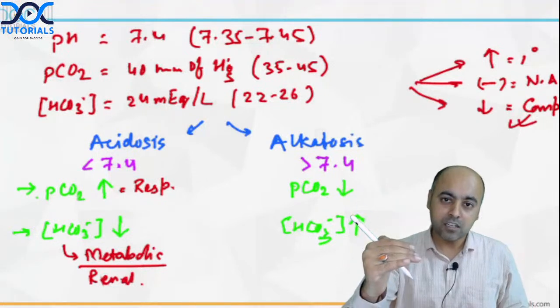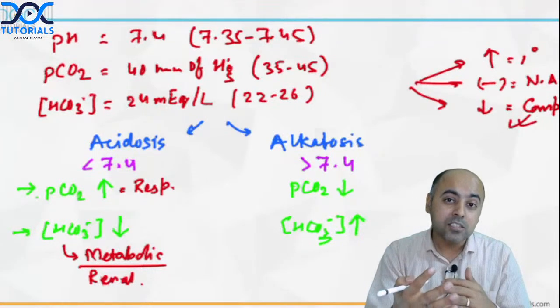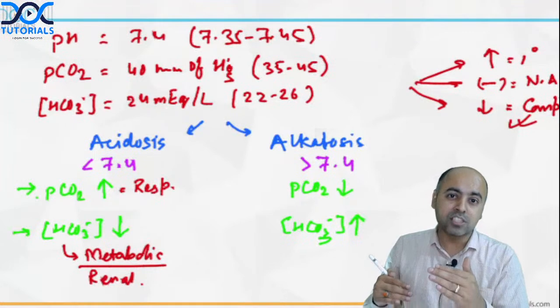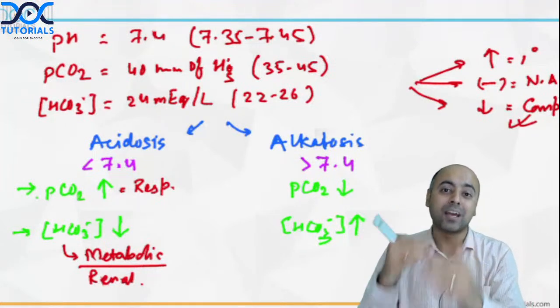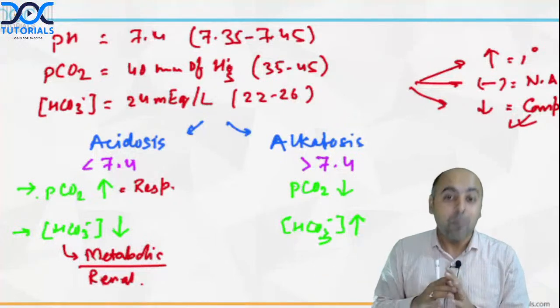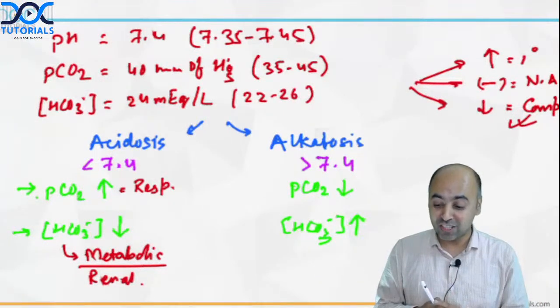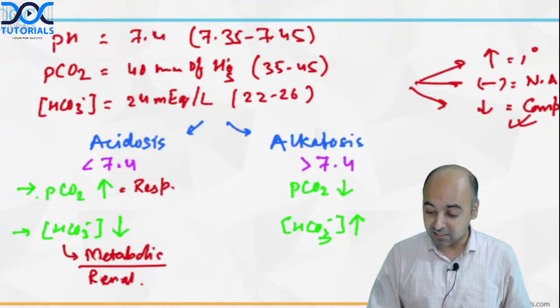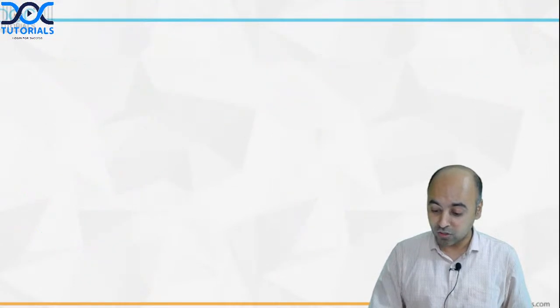So this is what you have to keep in mind. You look at the result, you make some predictions, you check the values. The value which matches the prediction is the primary cause. The value which goes against your prediction is the compensation. So based on that, you can quickly make the diagnosis. I can see a lot of you have sent in your answers.